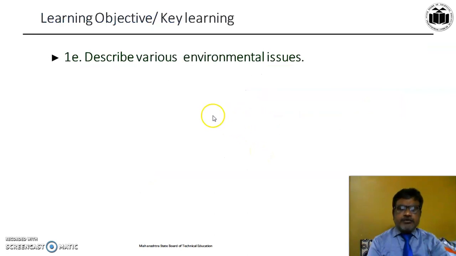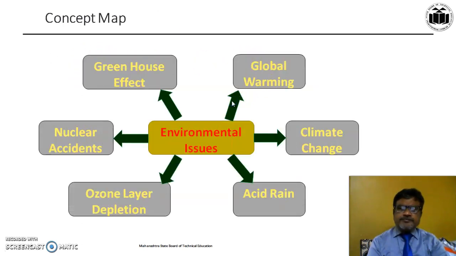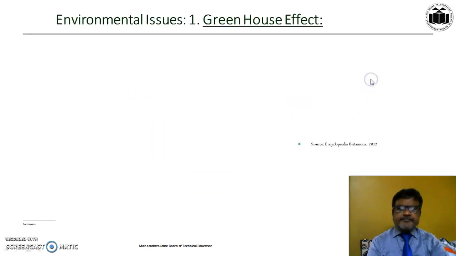The learning objective is to describe various environmental issues. Now look at the concept map of today's lecture. Environmental issues: there are various environmental issues, such as greenhouse effect, global warming, climate change, acid rain, ozone layer depletion, and nuclear accidents. Today we have to study greenhouse effect, global warming, climate change, and acid rain.